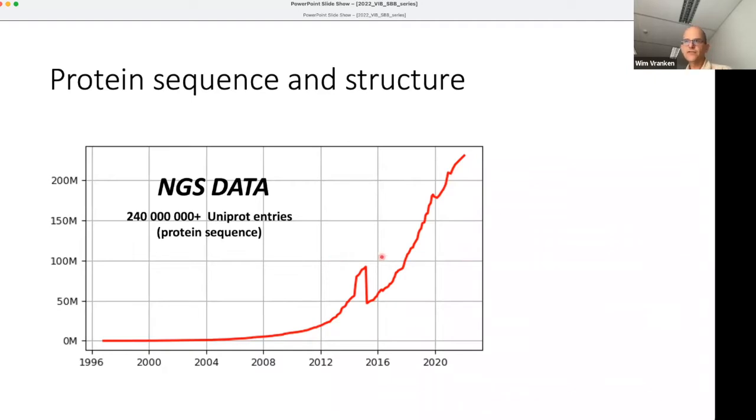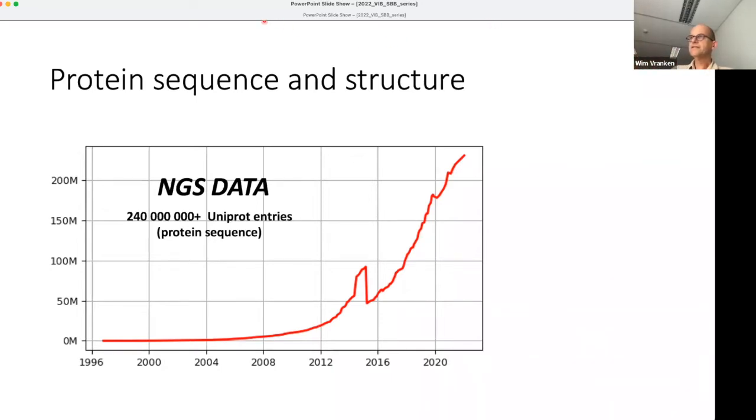Okay, so 240 million plus sequences in UniProt. These are all protein sequences, and that amount is growing and growing because of studies of microbiomes and everything. There's lots of new organisms coming up, lots of new proteins as well.